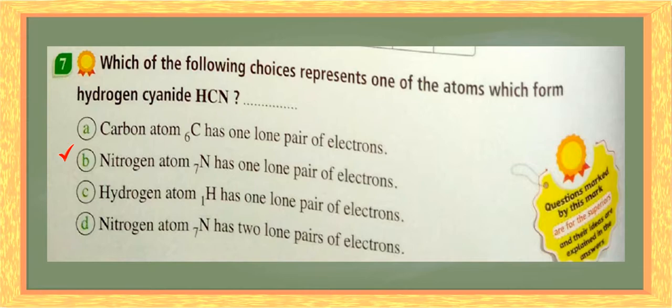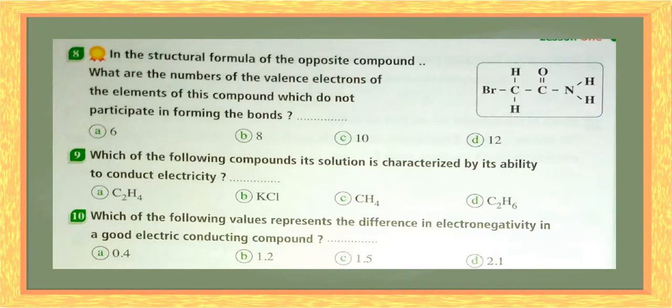Let's go to question 8. Question 8 says: given the structural formula of the compound, what is the number of valence electrons of the elements of this compound which don't participate in forming the compound? We want to know the number of valence electrons that don't participate in forming the bonds. Here we have carbon surrounded by four bonds.